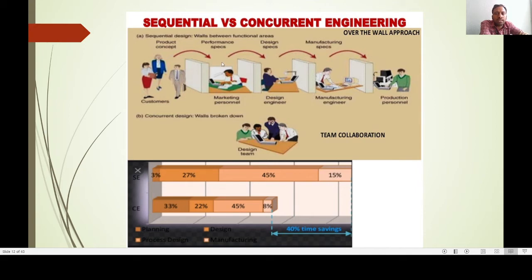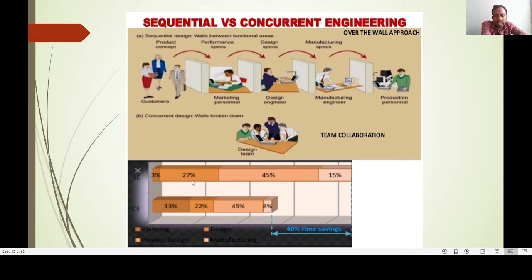In sequential engineering, the information passes in a linear form. But in concurrent engineering, there is a brainstorming session. Everyone can share their ideas and find the optimum solution. So in a sequential design, it will take more time to finalize the idea. In concurrent design, we can easily find the solution for the particular problem.